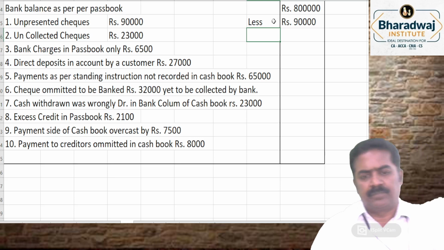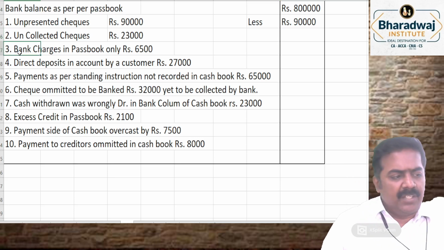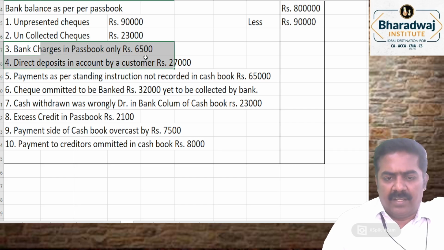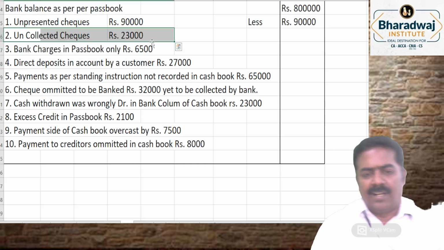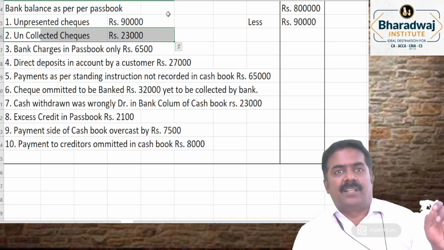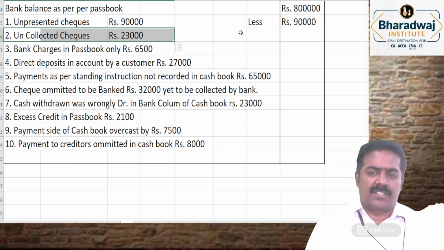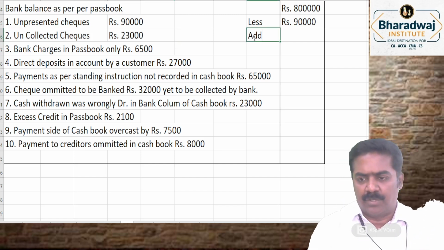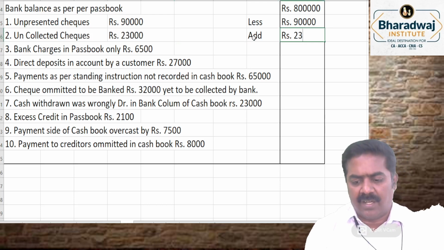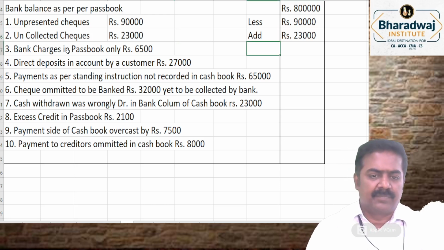Next, bank charges in which one? Passbook only. Sorry, uncollected check. Uncollected check means the customer has deposited the check, inflow check. The customer would have added it. Let us also add it. According to customer, we adjust. Add பண்ணிருக்கோம், நம்மள add பண்ணிக்கலாம்.